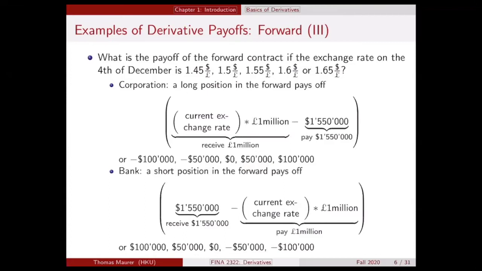And the last example is if the pound actually appreciates even more to 1.65 US dollars per pound. Now the corporation receives the 1 million pounds worth 1.65 million US dollars. They only pay 1.55 million US dollars. So their gain is 100,000 US dollars. And for the bank as a short position, since they have to deliver the million pounds, which is now worth 1.65 million US dollars, and they only receive the fixed price of 1.55 million US dollars, that means they make a loss of $100,000.